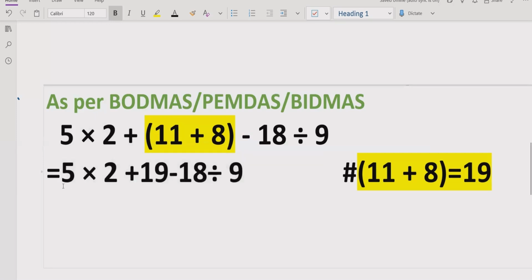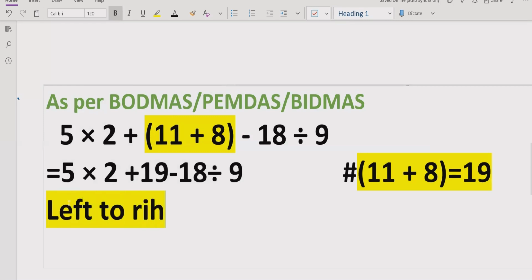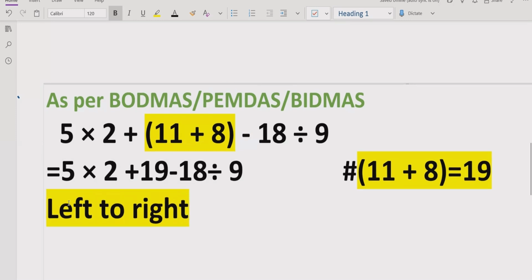Now we have our expression free from the bracket and the power. So now we move forward and look at division and multiplication. We go left to right, for division, multiplication, subtraction, and addition. So now we go left to right and see which comes first. Here we have the multiplication first, so we will solve this part first.